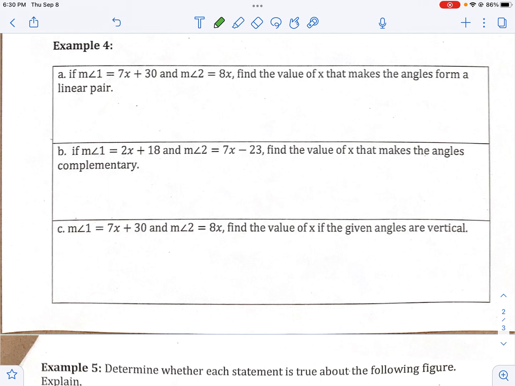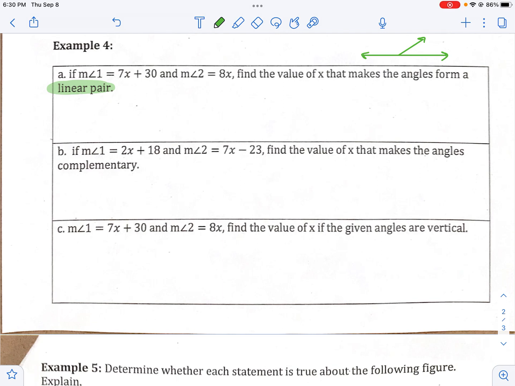If measure of angle 1 is 7x plus 30, and the measure of angle 2 is 8x, find the value of x that makes these a linear pair. So there's my keyword or phrase. And I need to know my vocabulary. I should have that memorized. What in the world is a linear pair? Well, a linear pair is a pair of adjacent angles, they share a side, that together makes a straight line.